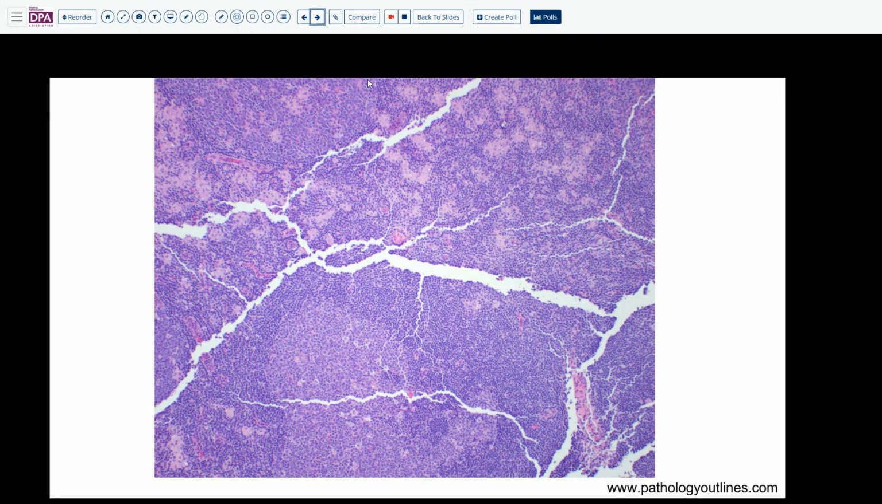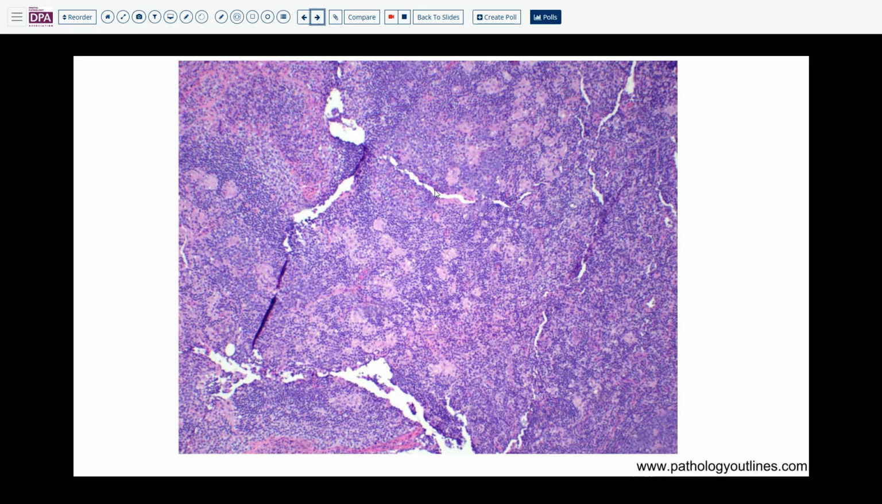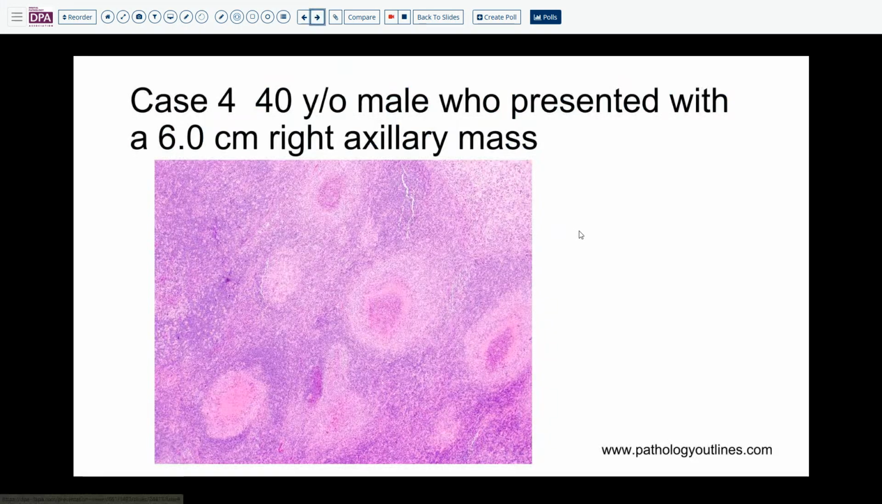And then in the background history, a pregnant woman. So this is toxoplasma. This is another image to show the toxo triad. Okay, case 4. The history is just a 6 centimeter right axillary mass.